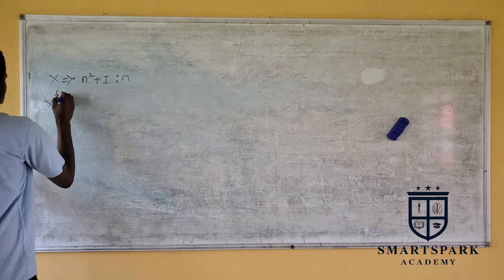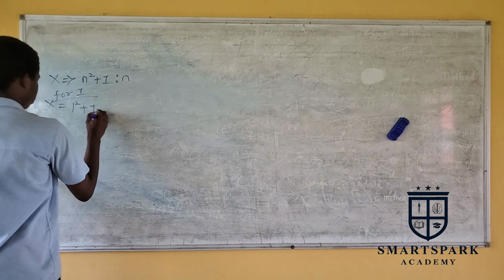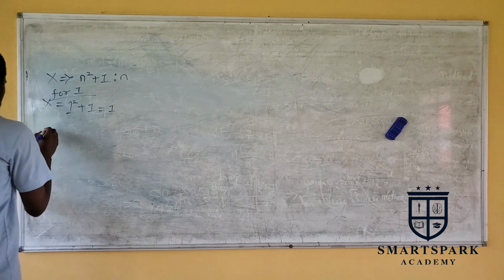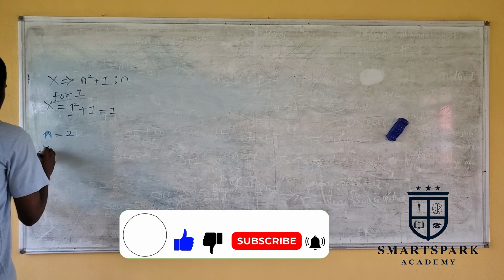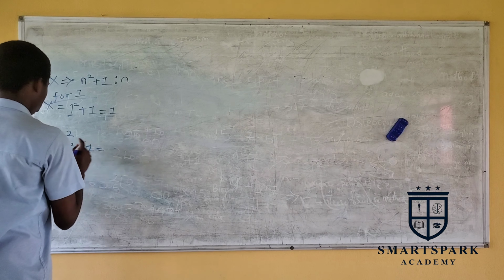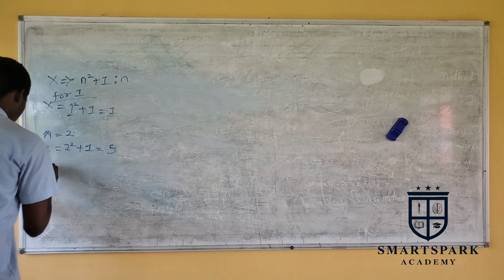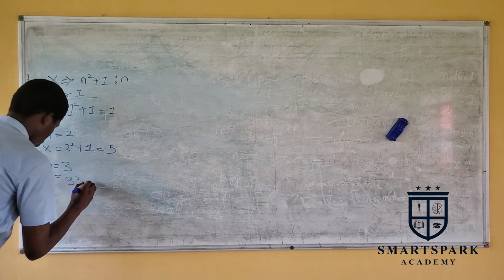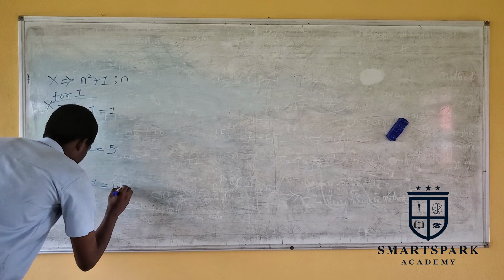So for 1, we are going to input 1 squared plus 1, which is equal to 2. Doing the same thing for n equals 2, x is equal to 2 squared plus 1. 2 raised to the power 2 is 4, plus 1, that is 5. N is equal to 3, so x is equal to 3 squared plus 1, which is 9 plus 1, which is 10.